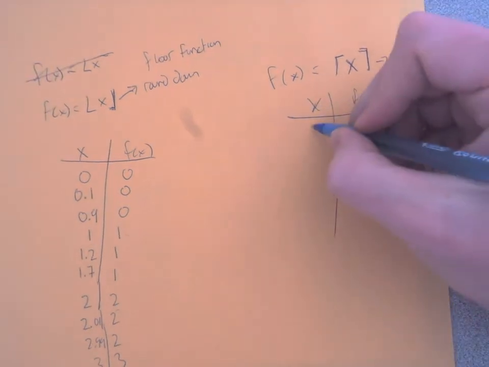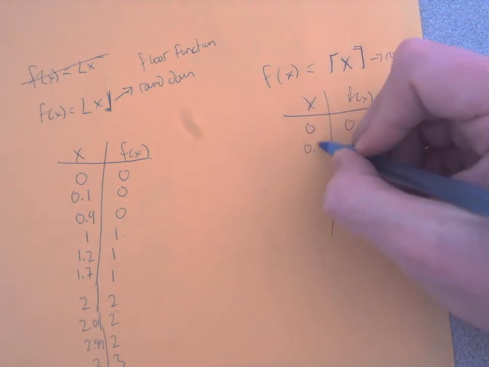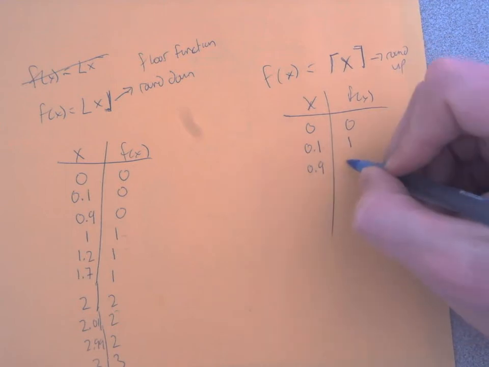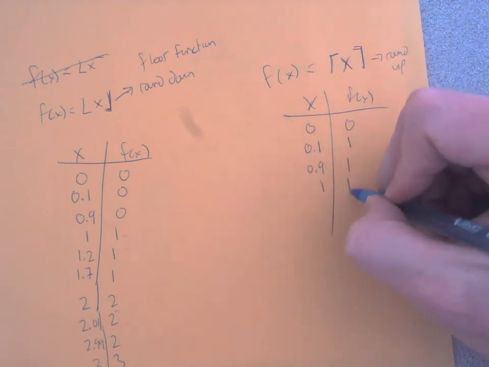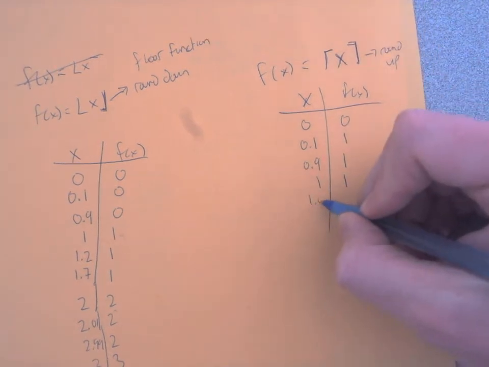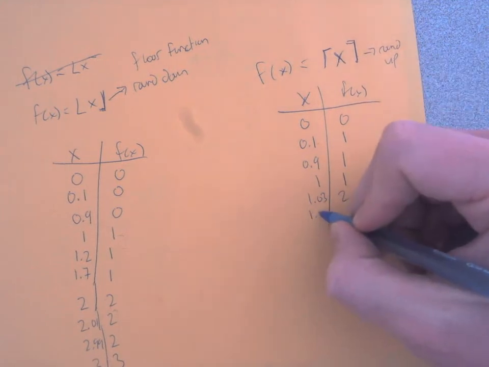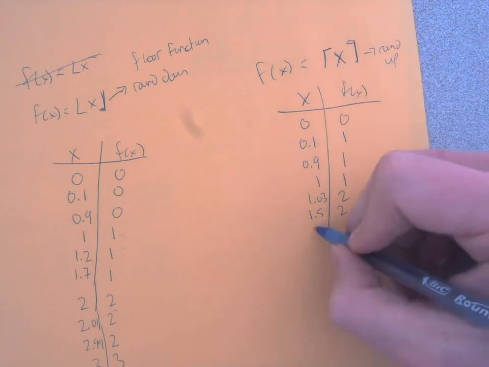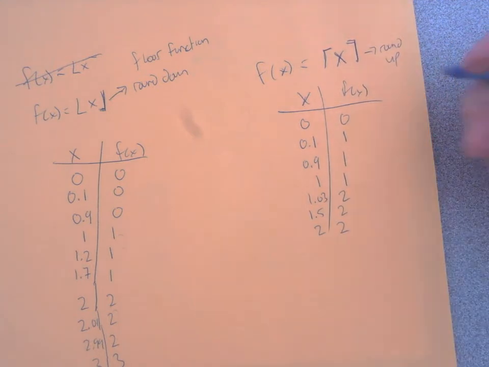So if I put in 0, I don't have to round it. I just get out a 0. But if I put in a 0.1, I have to round that up to a 1. And if I put a 0.9, I round that up to a 1. And if I put a 1, I get out a 1 because I don't have to round it. If I put in a 1.03, that rounds up to a 2. 1.5 rounds up to a 2. I put in a 2, and I get out a 2 because I don't have to round it.